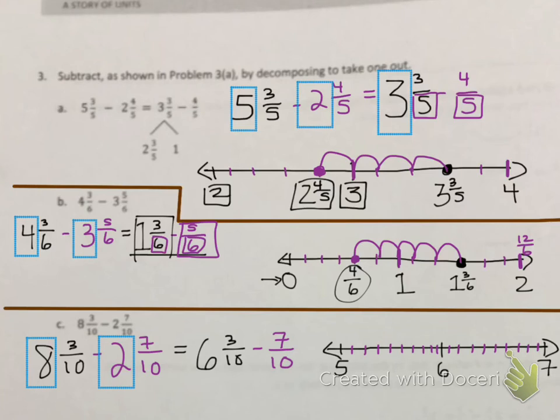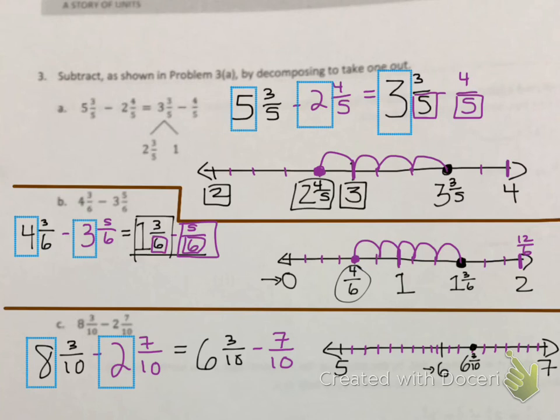Okay, and then we have to put 6 and 3/10 on this number line. So I am finding up here is 6 whole. So 1, and we're looking for 3/10. So 1, 2, 3, found it. Ba-boom. So this is 6 and 3/10.